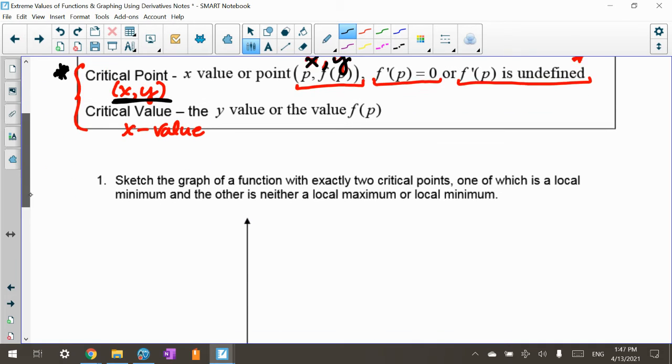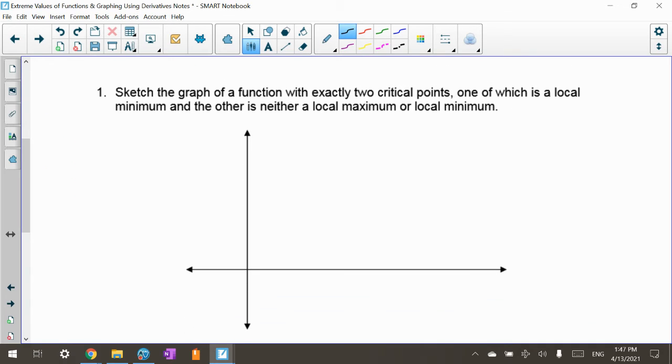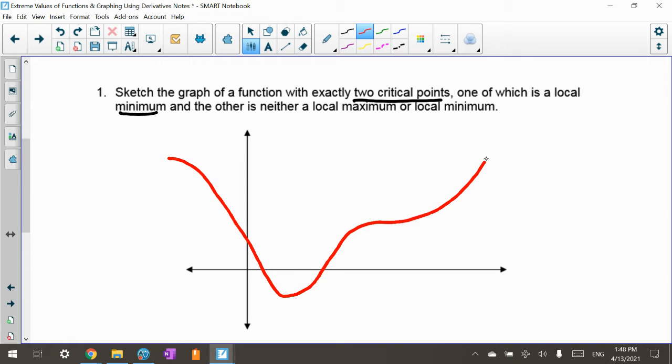Okay? So let's start here. Sketch the graph of a function with exactly two critical points, one of which is a local min, so I know all the values around it are greater. And the other is neither a local max nor a local min. Okay, so let's sketch something. There could be quite a few that we can sketch. So I'm going to just sketch. There's my local min. Then I'm looking for something that is neither.